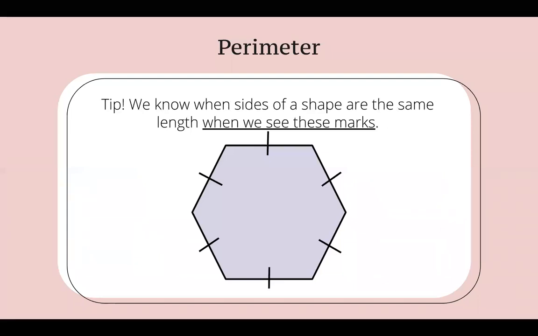Sometimes, but not always, problems will let you know when the sides of a shape are the same length by putting these marks on the sides of the shape. Just remember that this doesn't always happen.